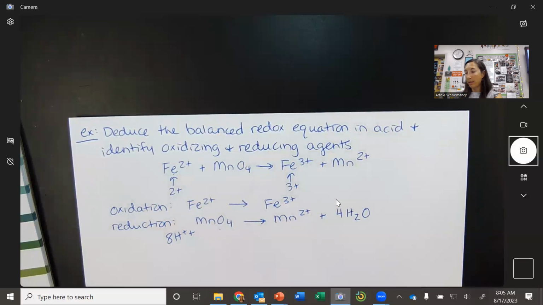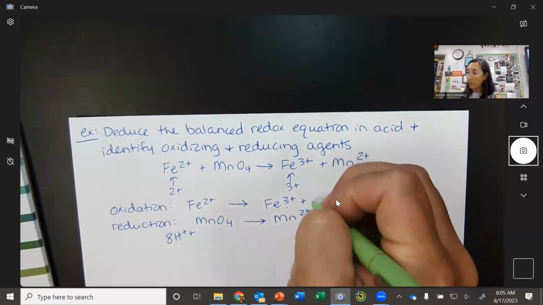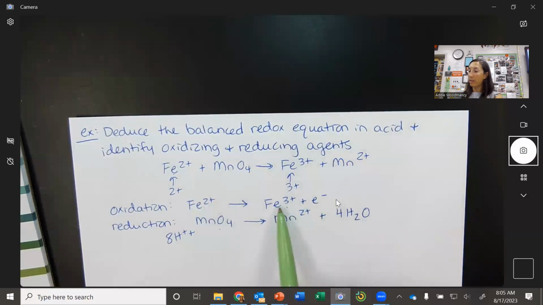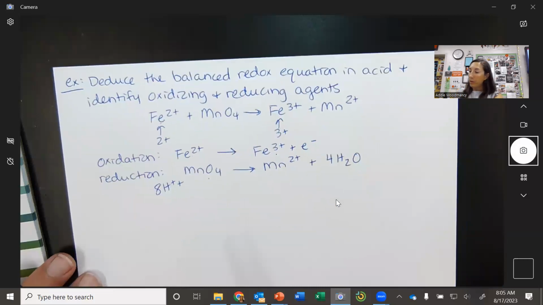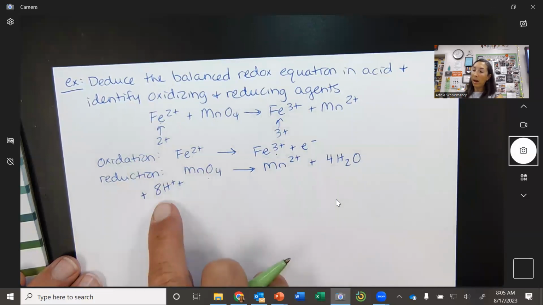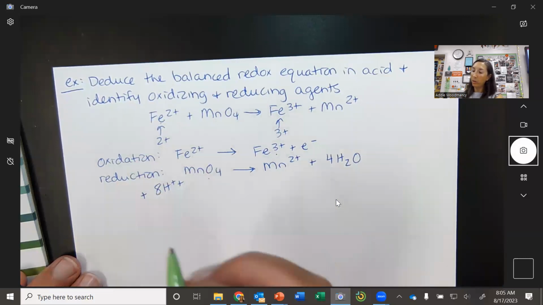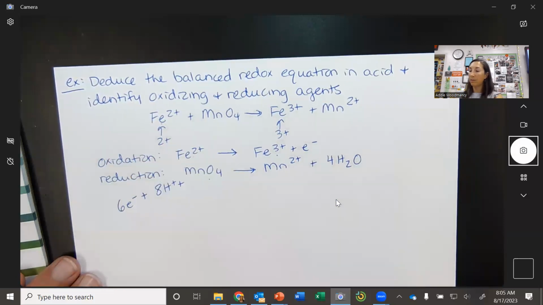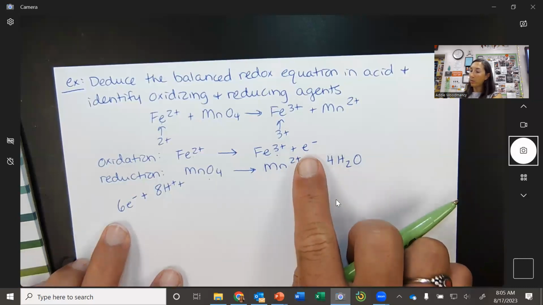Now I balance my electrons. So I have +2 charge here, +3 charge here. So I need to add only 1 electron. So now this is 2 positive and this is a 2 positive. So down here, I have 2 positive on this side, 8 positive on this side. So I need to bring this down so that it's only 2 positives. So what do you add to 8 to bring it down to 2? 6 negative electrons.